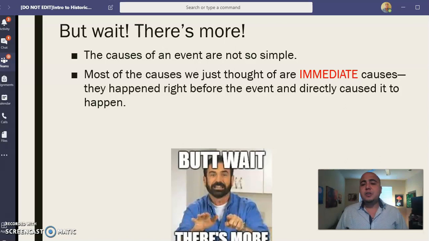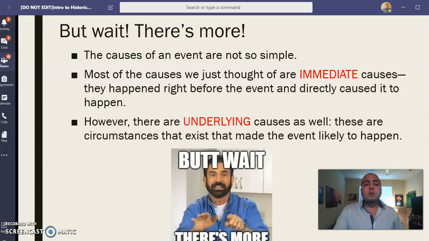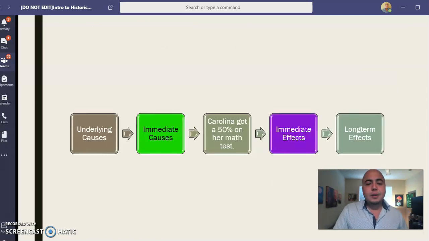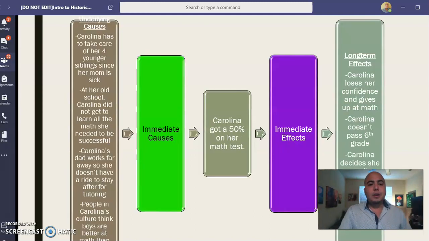So the causes of an event are not so simple. Most of the causes we just thought of are the immediate causes. They just happen right before the event and directly cause it to happen. However, there are underlying causes as well. Okay, and these are circumstances that exist that make the event likely to happen. All right, so this is what I mean. This is what we went over: the immediate causes and immediate effects. But we also have underlying causes, like what are the hidden causes behind that? And then we also have the long-term effects because of that one exam. Okay, so we know the immediate effects. She's grounded, she's being punished, but what's going to happen later on? All right, so here we go.